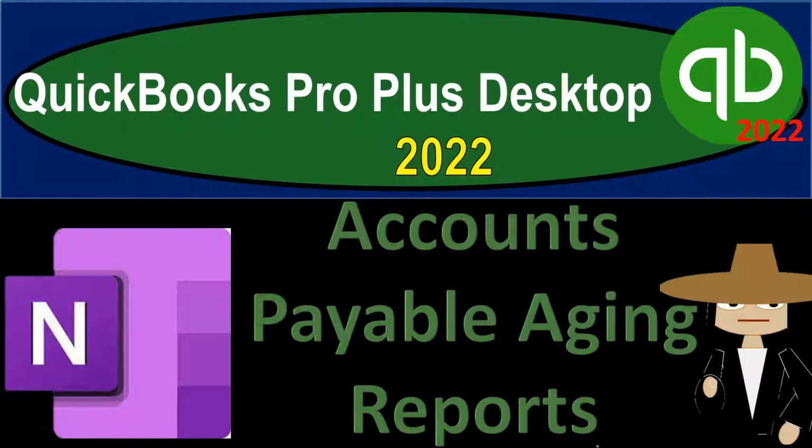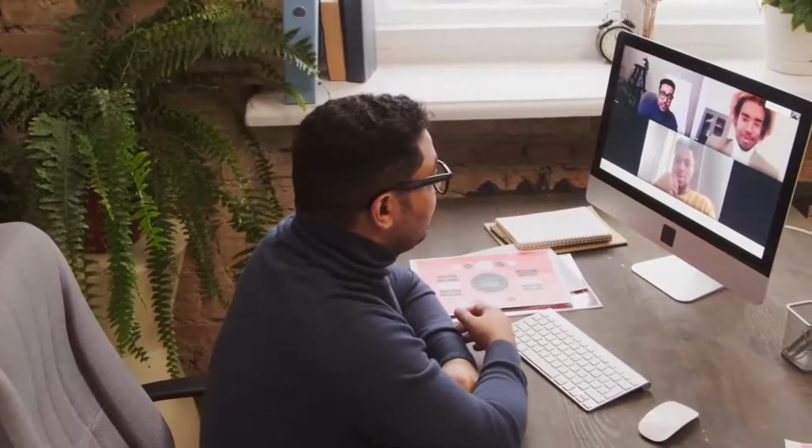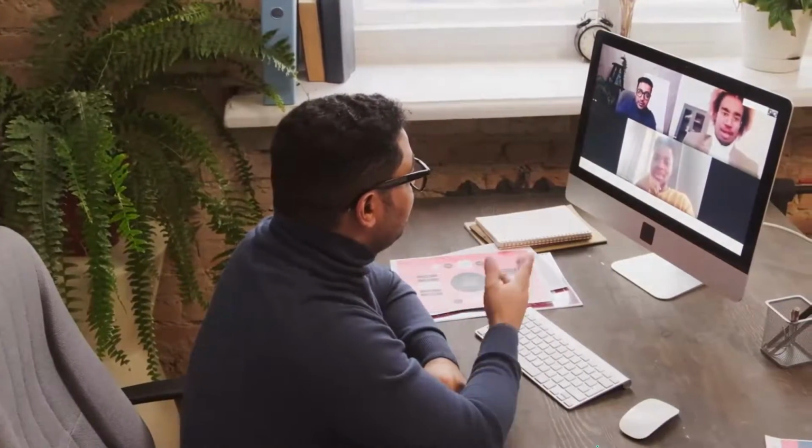QuickBooks Pro Plus Desktop, OneNote presentation, Accounts Payable Aging Reports. Let's get into it with Intuit's QuickBooks Pro Plus Desktop 2022.